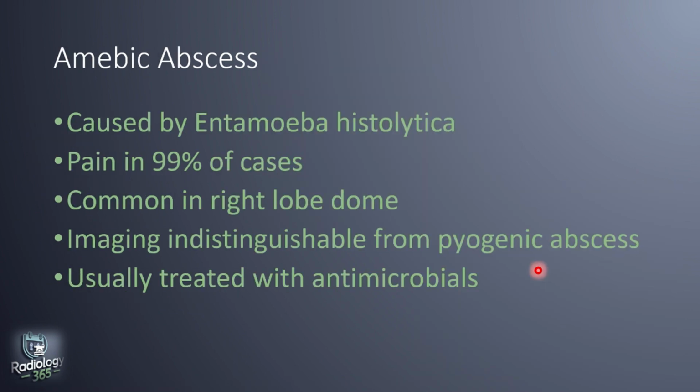Finally, we'll talk about amoebic abscesses, and they are caused by Entamoeba histolytica. This type of abscess almost always causes pain, and this pain is reported in about 99% of patients. It typically forms near the dome of the right liver lobe. And the tricky part is that on imaging, it looks just like a pyogenic abscess.